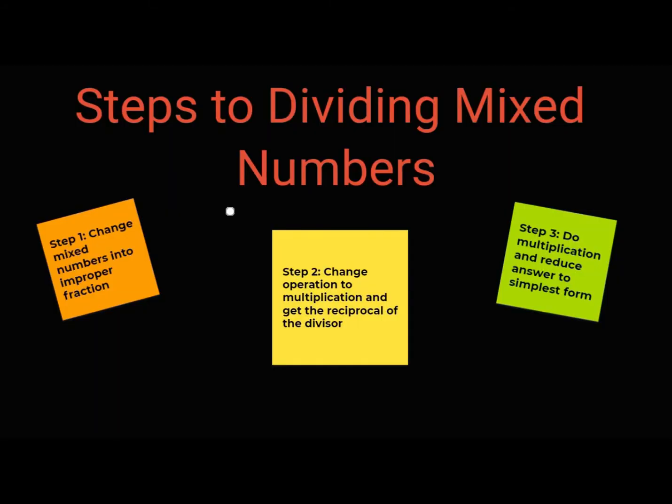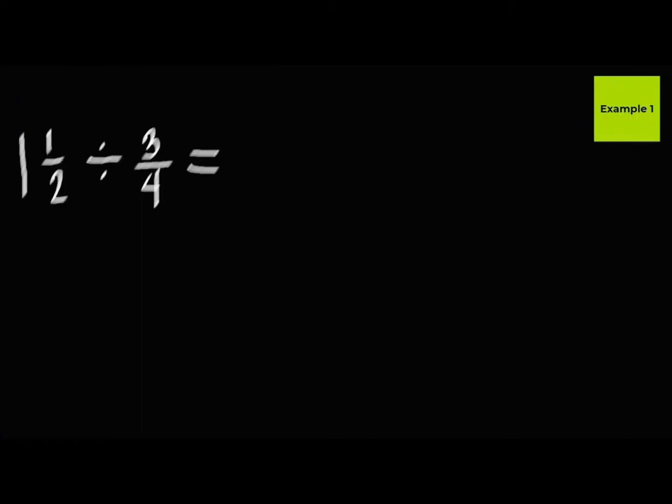The first thing to do in dividing mixed numbers is to change the mixed numbers into improper fractions. Then, change the operation to multiplication, get the reciprocal of the divisor, proceed to multiplication, and reduce the answer to simplest form. Let's take our first example. 1 and 1/2 divided by 3/4.